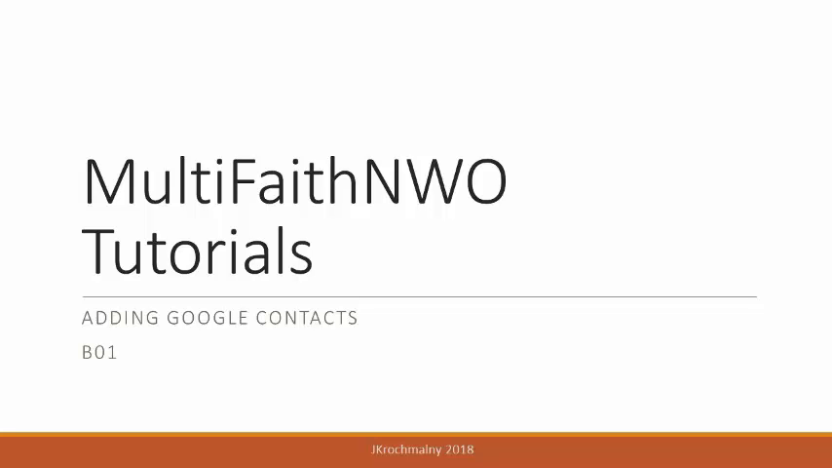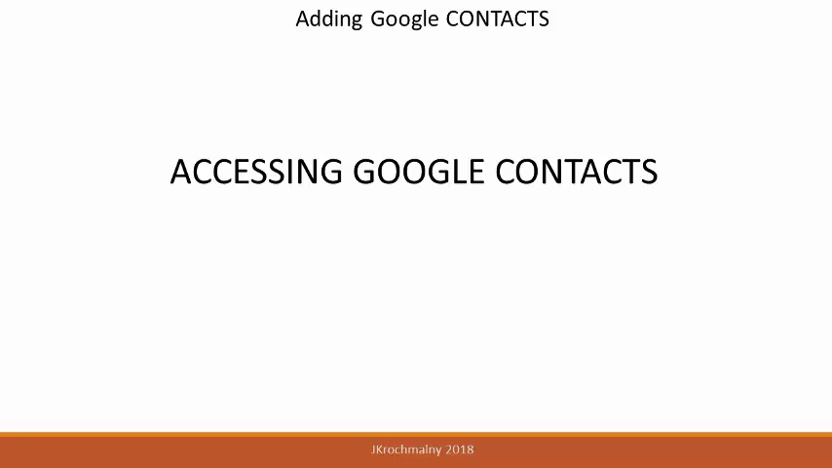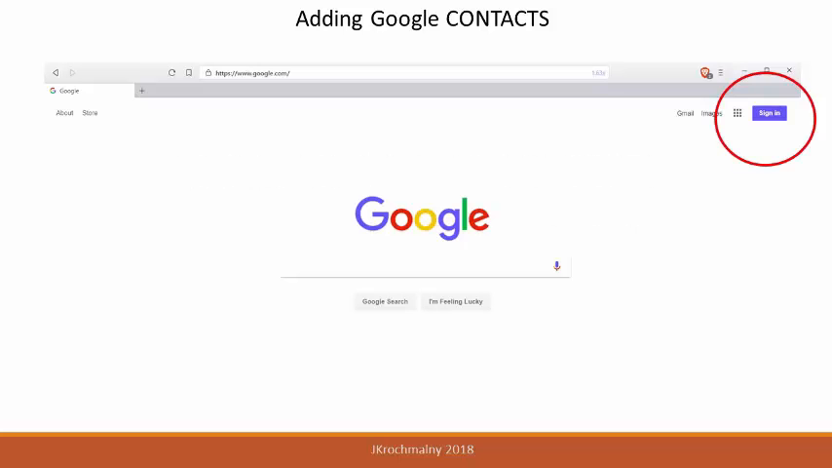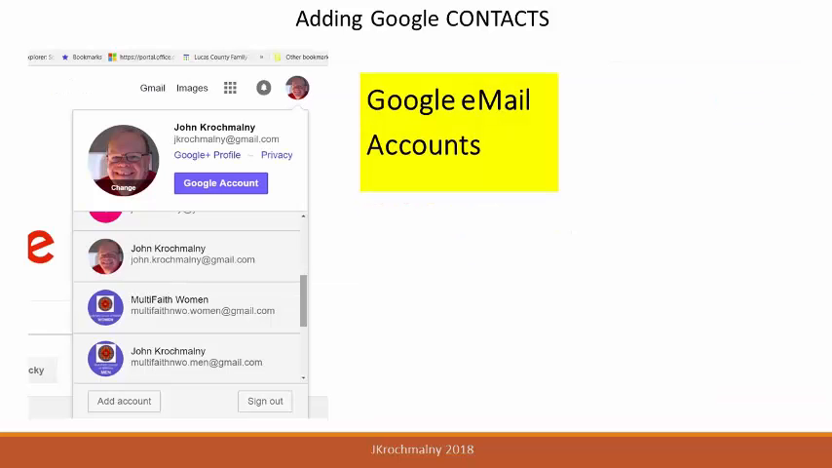This tutorial will show how to access and add contact information in the Google Contacts application. In order to enter contact information in Google Contacts, we must sign in to our Google Start page. After selecting the Sign In button, your various Gmail accounts are then displayed.